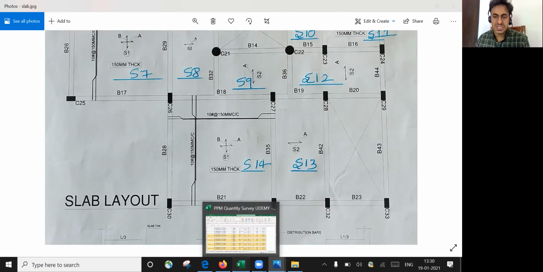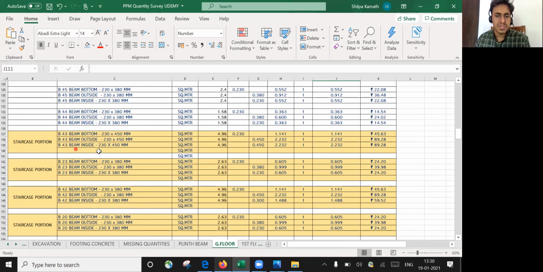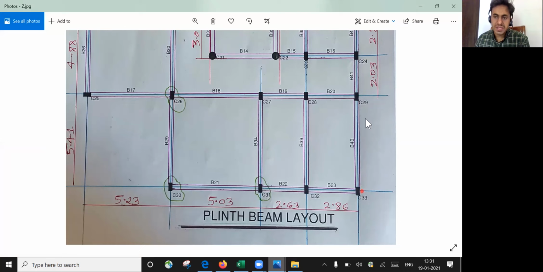B43 beam. Here I have written beam bottom, beam outside and beam inside. So this inner to inner distance is very simple to calculate. Try to calculate that. It's 4.96 what I'm getting. Go back to verify that. How do you do that? 5.41 minus 0.225 minus 0.225 you have to do. You are going to get the column outer to outer distance. You have to do it on your own. Multiply by, since it's the bottom, the width is 230. I'm multiplying it by 230. The rest all is understood.